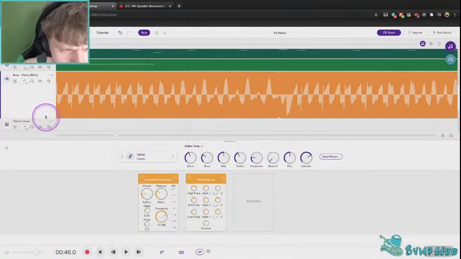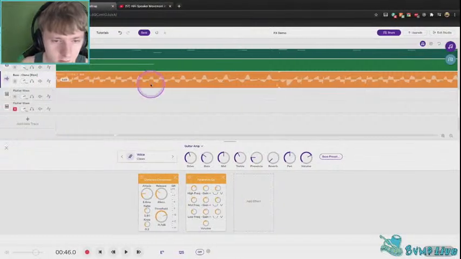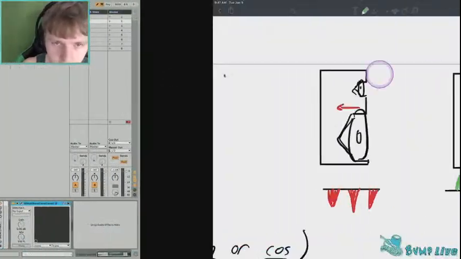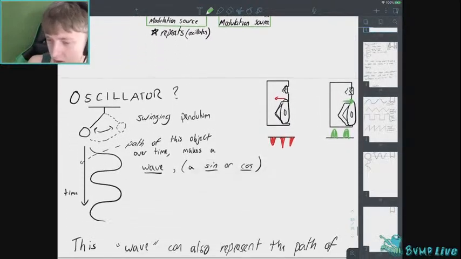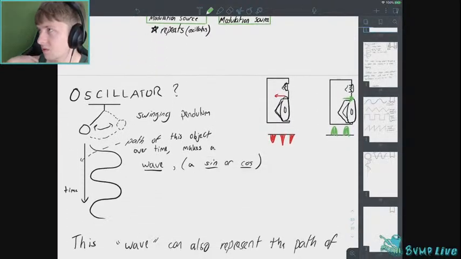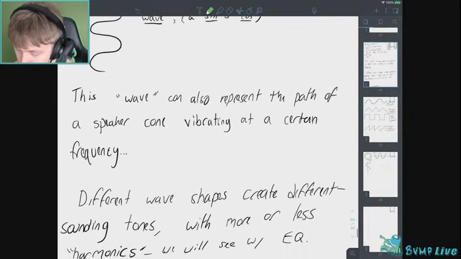I hope that makes sense. But moving on. Anyway, so we get that an oscillator can represent the movement of a speaker in its shape. So this I've written here.